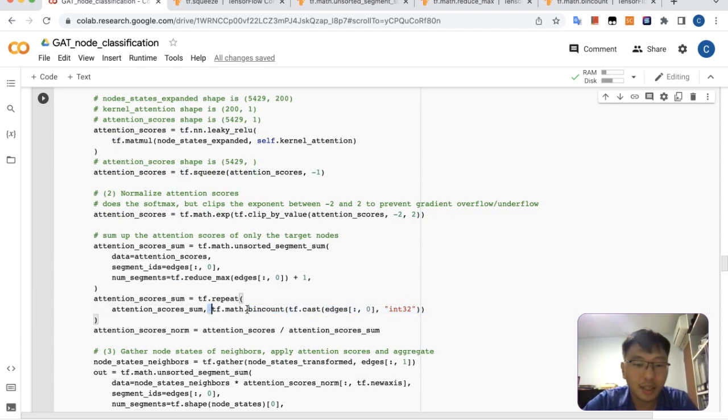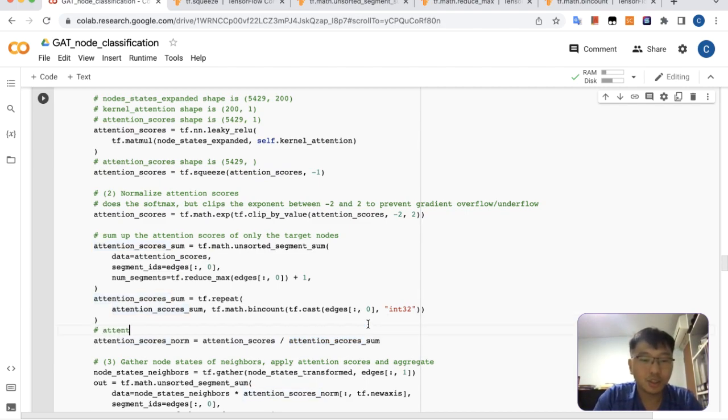Okay, you count and then you put inside an array. Okay, and then we just divide this. So basically the attention score will be divided by the number of papers. Okay, attention scores divided by the number of nodes linked to the target node.